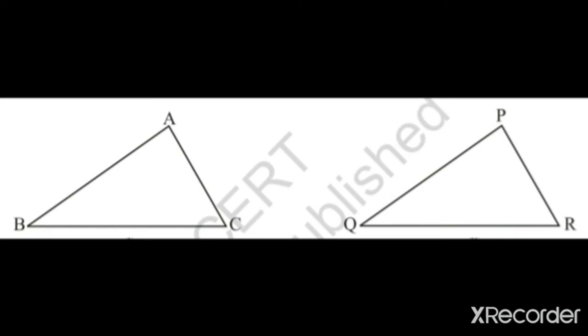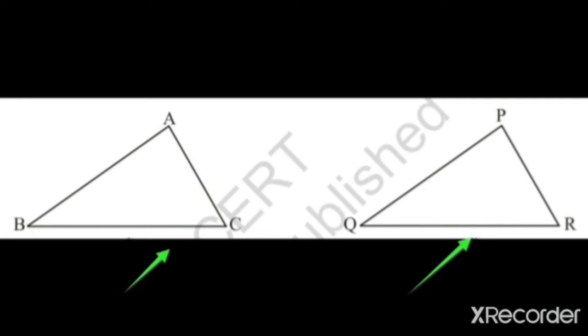Triangle ABC and triangle PQR have the same size and shape. They are congruent. So how would we express it? Triangle ABC is congruent to triangle PQR. Don't forget to use the symbol. What do we mean by saying that triangle ABC and PQR are congruent?